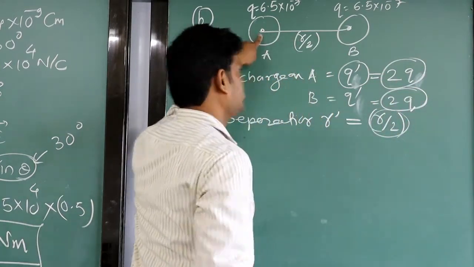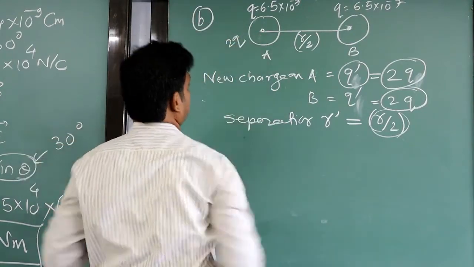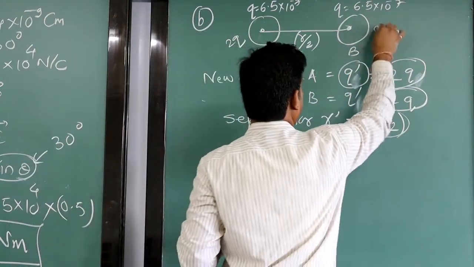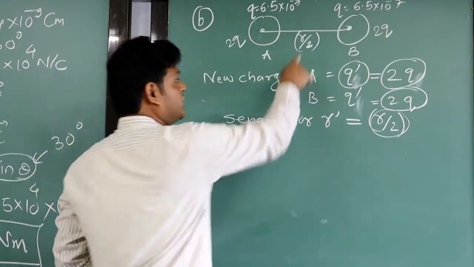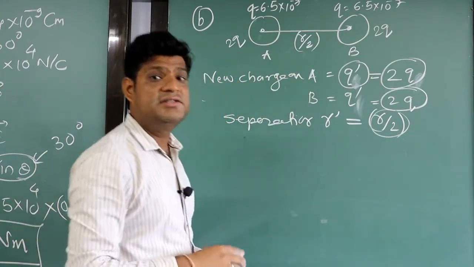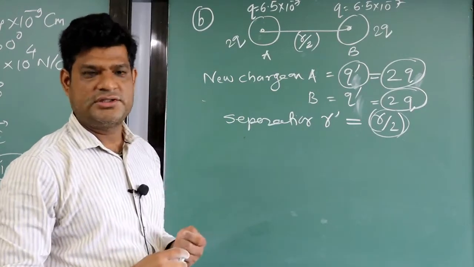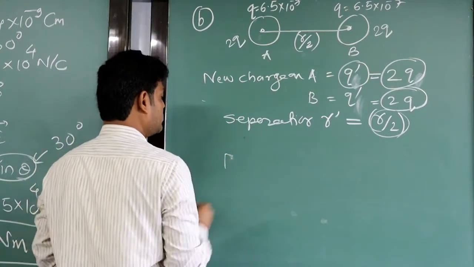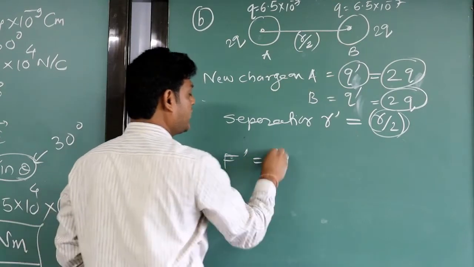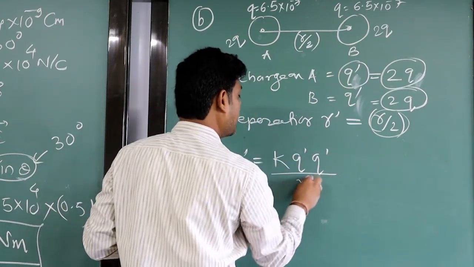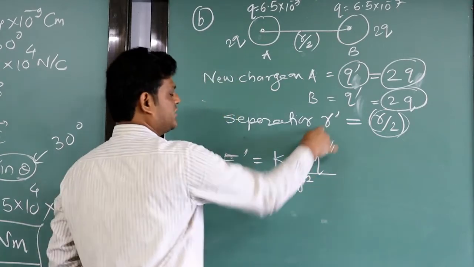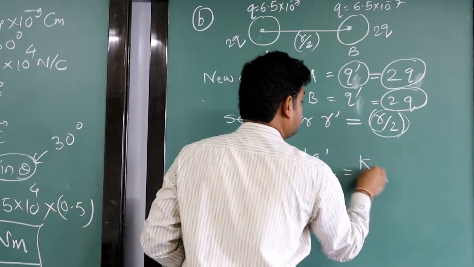So the new values are 2Q and R by 2 as the separation. This means the charge on the first sphere is 2 times the first one, and the charge on the second sphere also doubles. Charge becomes double, distance becomes half. What is the new force? This is the question. So we write the new force F dash equal to K Q dash Q dash divided by R dash square. New separation R dash. K remains as it is.